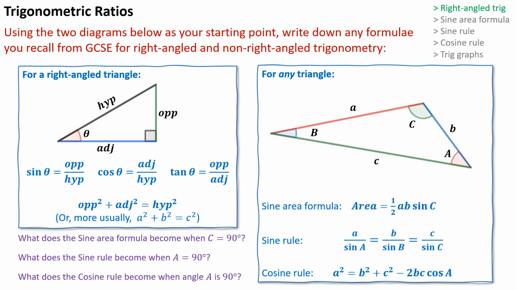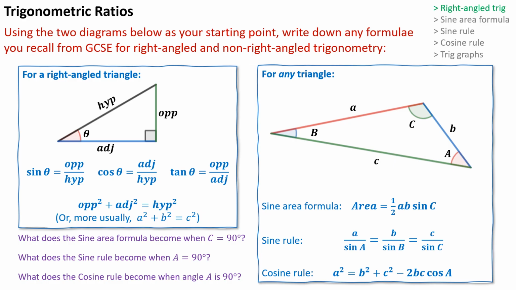A few extra questions you might find helpful to investigate. I've labelled these two sections as right-angled triangle and any triangle, because it's important to realise that non-right-angled trigonometry is not restricted to non-right-angled triangles.